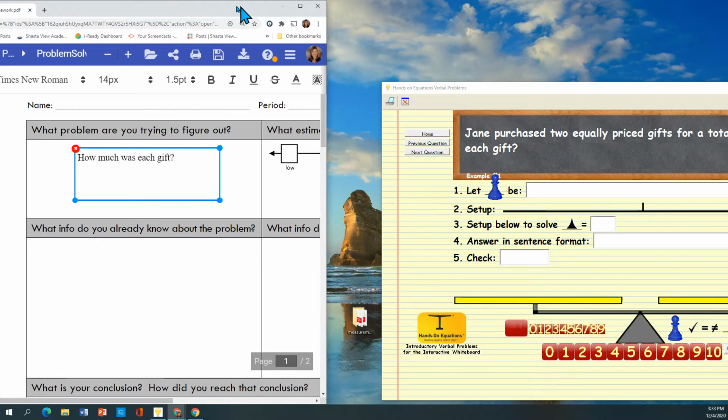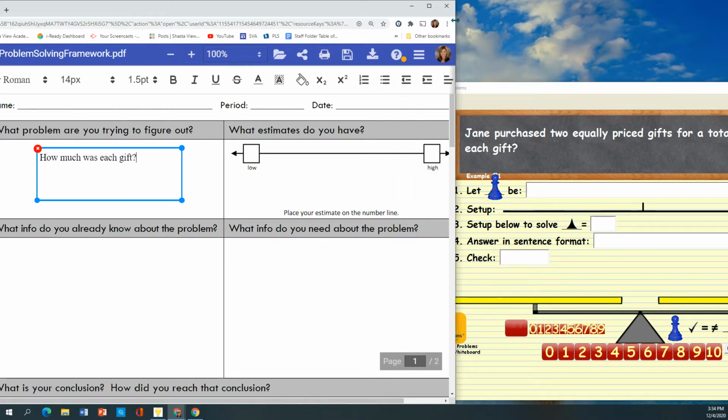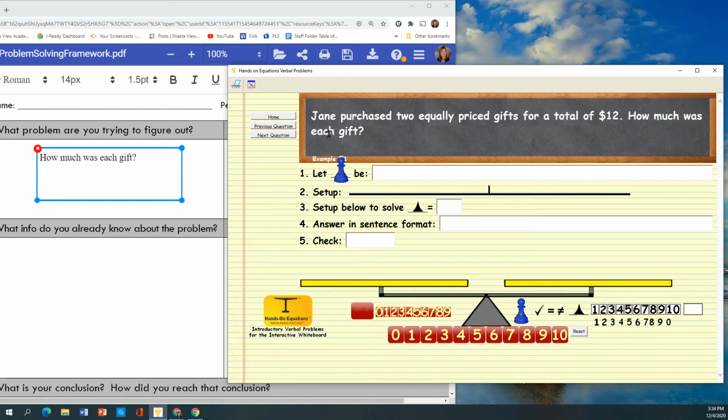And so we can go over here and now we're going to make an estimate. Sometimes it feels pointless to make an estimate, but really it helps us understand if our answers are in the right ballpark. I get so many answers sometimes on math problems and it's not even close to being right. If we're really thinking about the problem, our answer should be close to our estimate. This problem says Jane purchased 2 equally priced gift cards, but we don't know how much those gift cards were because this doesn't tell us.